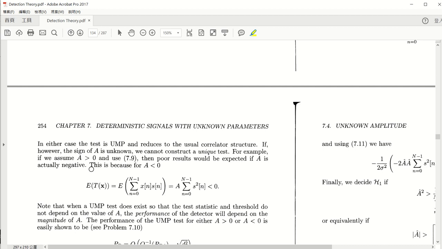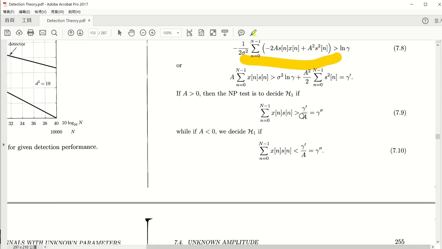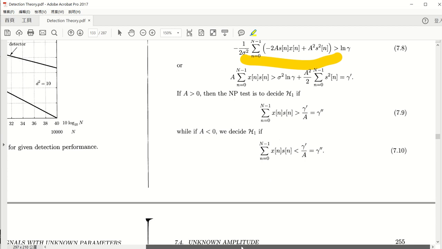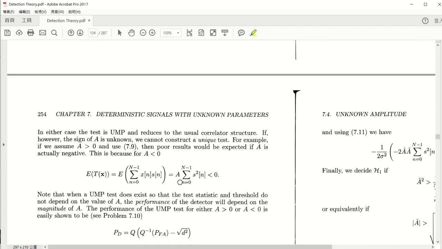Okay, so this is to say that if we don't know the sign of A, then it's hard for us to use either this one or this one. So we need to know the sign. So the sign is a very important information here, right?